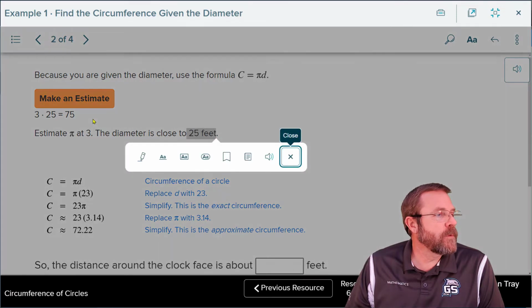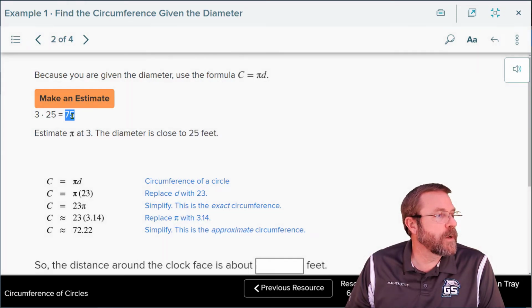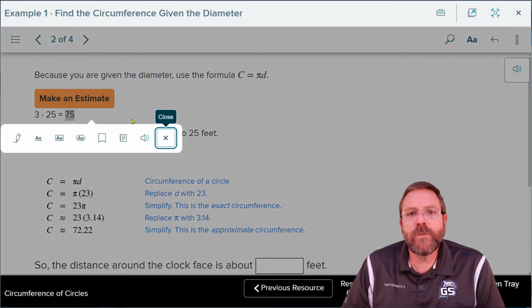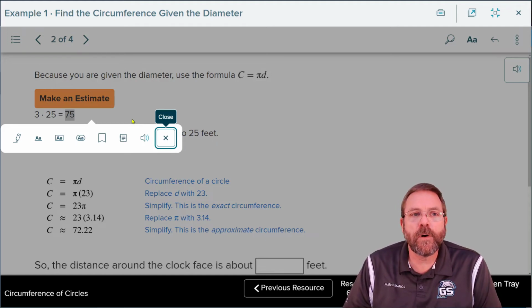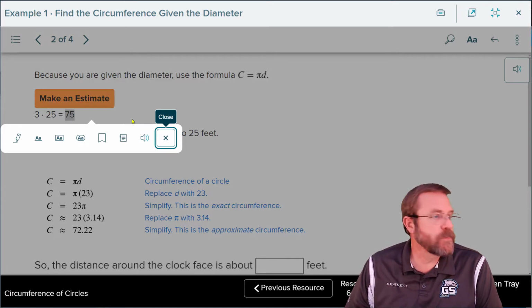That is, to me, an estimate of 75 feet right here that you see here. That's a good thing to always do on these problems because it lets you know if you're in the ballpark when you start getting into the more nuts and bolts of multiplying decimals.